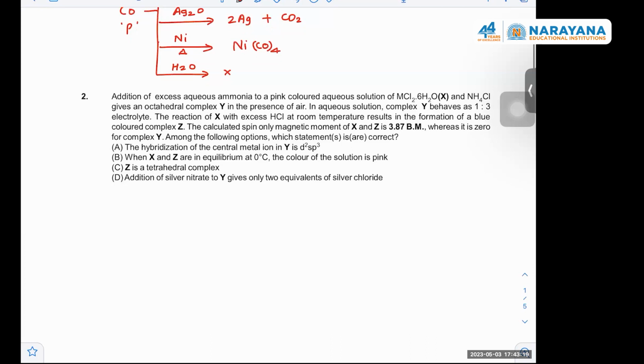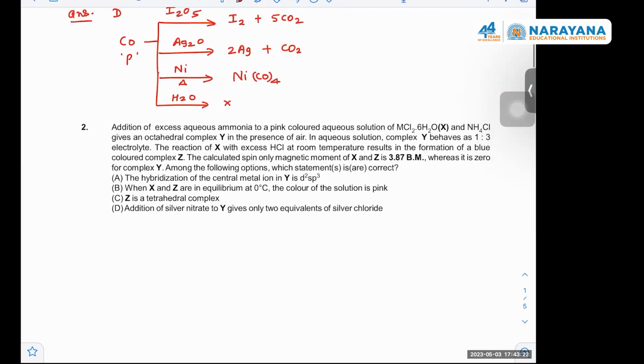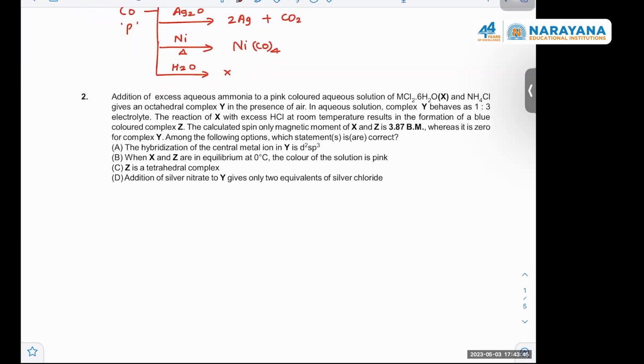This question has already been asked in IIT Advanced 2017. Whatever problem you will be facing in this question, you can ask. If you do not have any doubt in this question, then you can just tell your answers and we can proceed further. So in this question, how will we know what product is being formed when X reacts with excess HCl at room temperature?